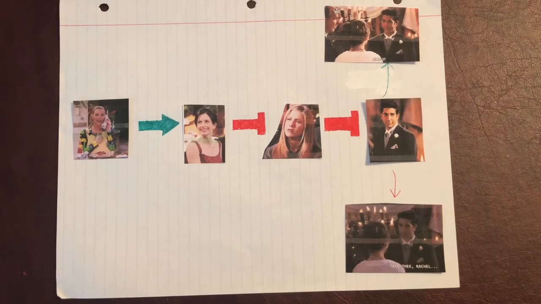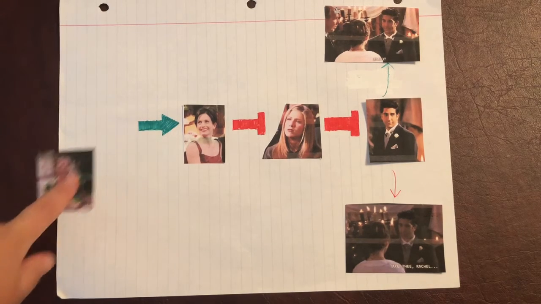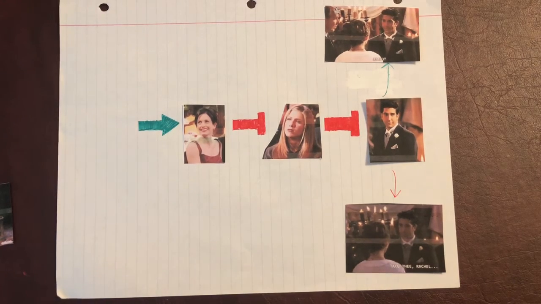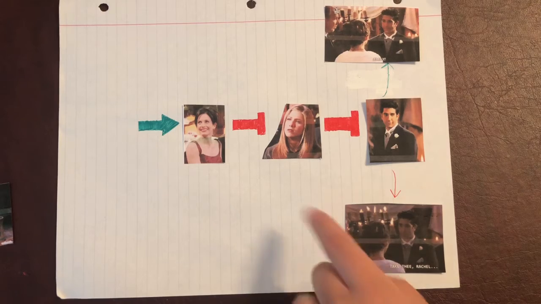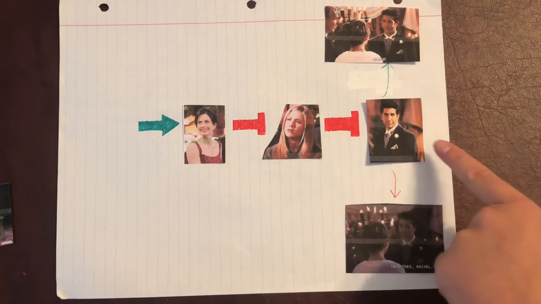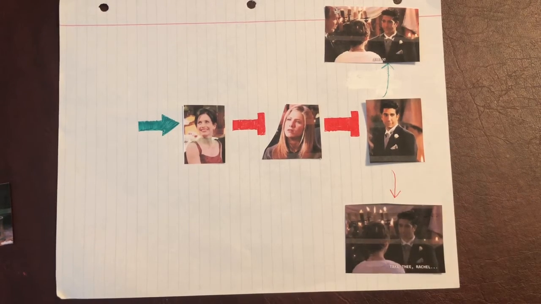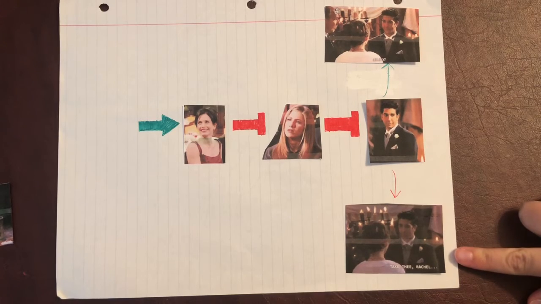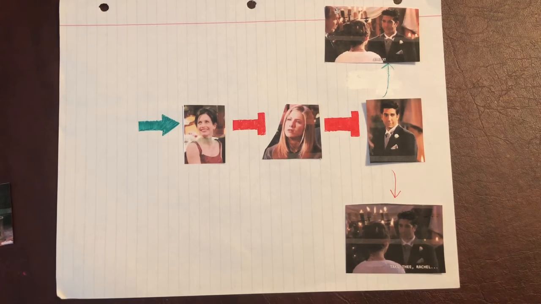If mutations occur in this developmental pathway, Ross will either say Rachel's name or Emily's name at his wedding, and there will be two different outcomes. For example, a first mutation is if Phoebe is removed. If Phoebe is removed, then the Monica gene will no longer be able to inhibit the Rachel gene, and the Rachel gene will inhibit the Ross gene. If this happens, Ross will say Rachel's name at his wedding, and he and Emily will end up getting divorced.